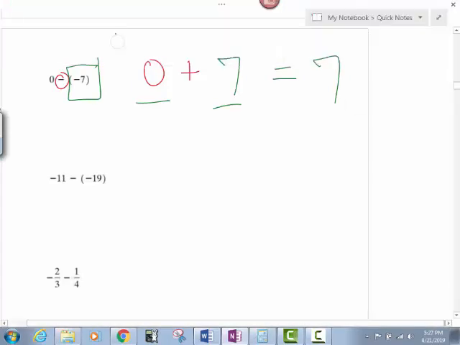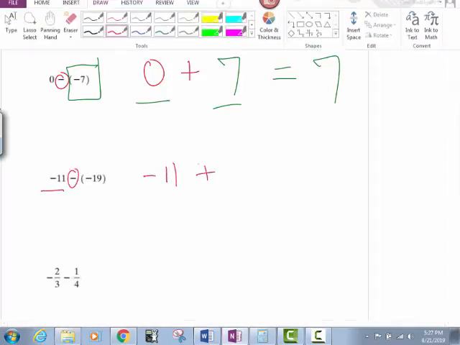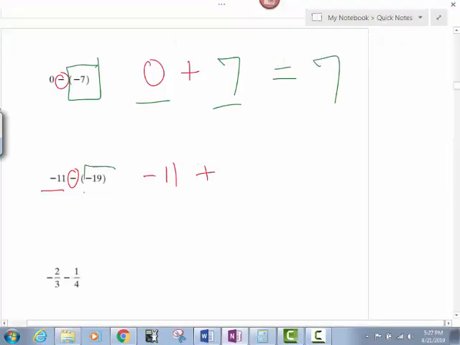Okay. The first number does not change. Change the subtraction to an addition. Find the opposite of the second number. Well, the opposite of a negative 19 is a positive 19. So if I owe you 11, but I have 19, I have more money than I owe you, I am left with 8. Okay?